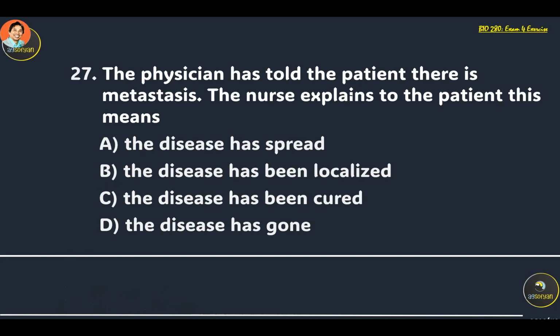The physician has told the patient there is metastasis. The nurse explained to the patient this means, so meta is spreading. This is the cancer cell or tumor cell that spreads all over the body or different parts of the body. So it's going to be this one, spread. The disease has spread.